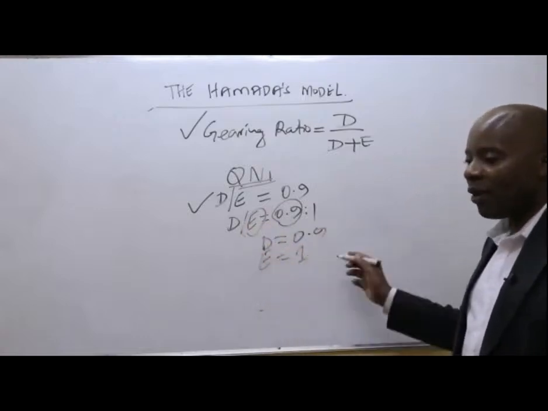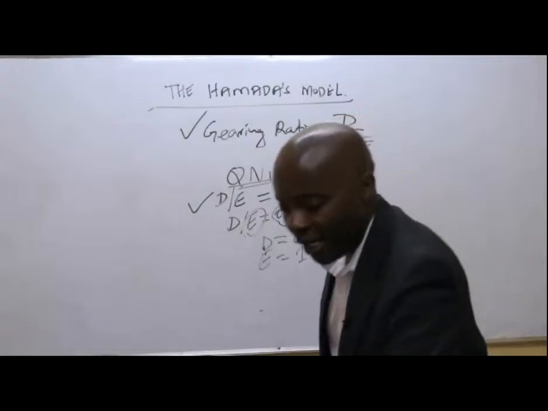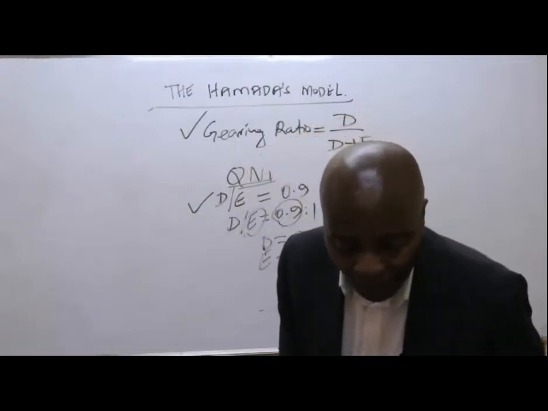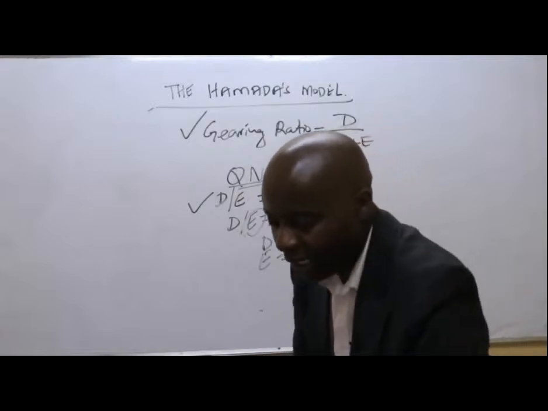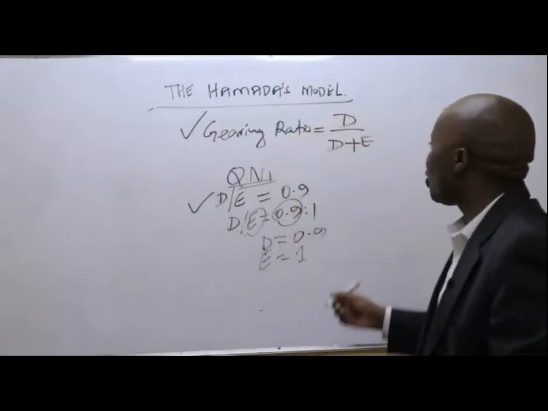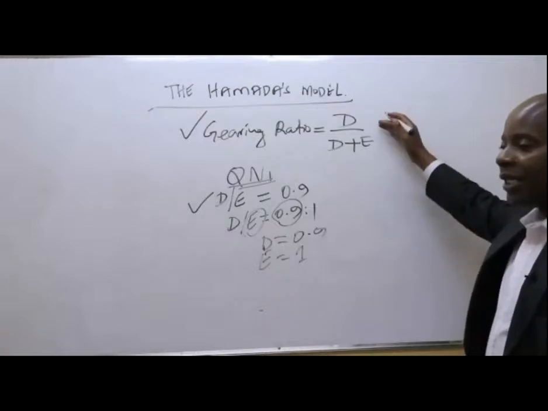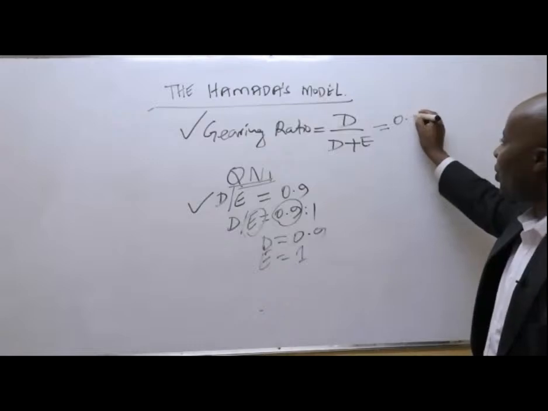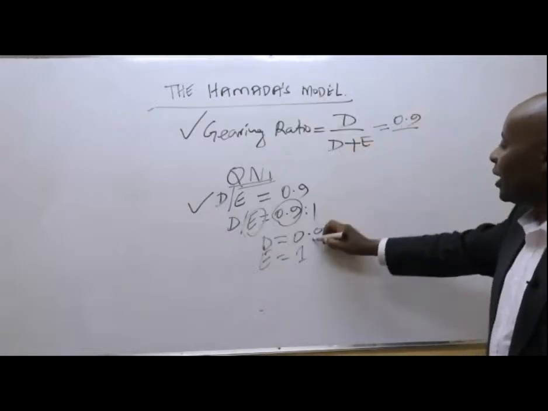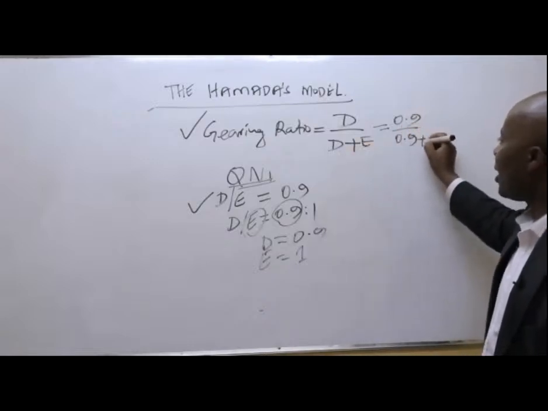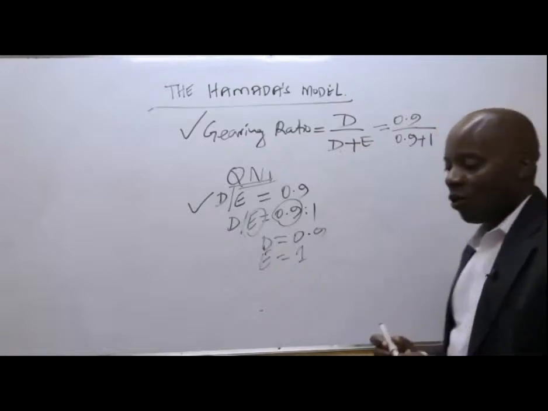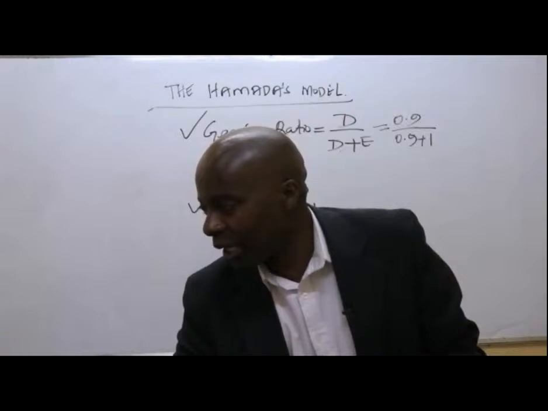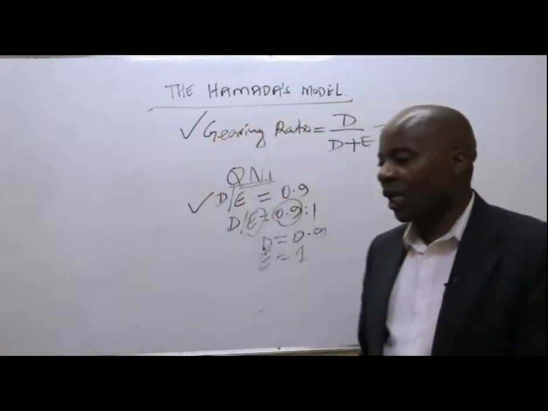Now, once you have this, you will comfortably give us the gearing ratio. How will you get the gearing ratio? We know the formula. It is debt all over debt plus equity. Now that you guys have debt already, which is 0.9, all over debt again, which is 0.9, plus equity, which is 1. Now we should be able to get this gearing ratio. So could you kindly give me the gearing ratio?